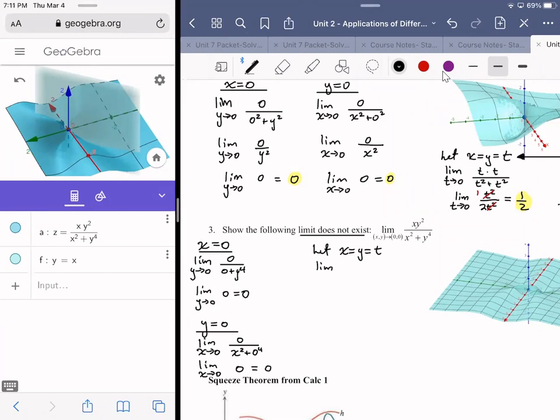So the limit as t approaches 0 of t to the 3rd power, really, because it's t times t squared. That's going to give you t to the 3rd over t squared plus t to the 4th. And you see very quickly, limit as t approaches 0, really no help. So we know we're kind of off the path here. Oh, that should be t to the 4th. You're going to get 0 over 0. That's just not going to get the job done.